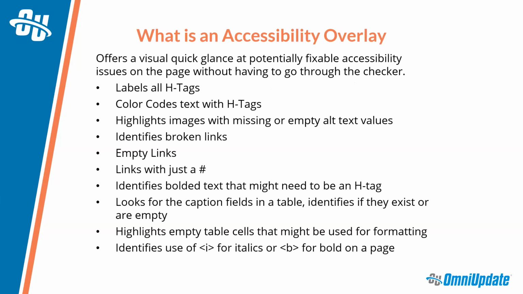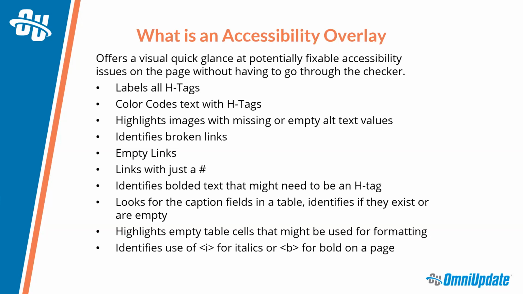The overlay is going to give you a visual, quick glance at potentially fixable accessibility issues on a page without having to go through the accessibility checker. Some of the things it is going to show you are things that are labeled with H tags, so all of your H valued content on your page. It's going to color code those H tags, so you might realize something is a certain H tag.